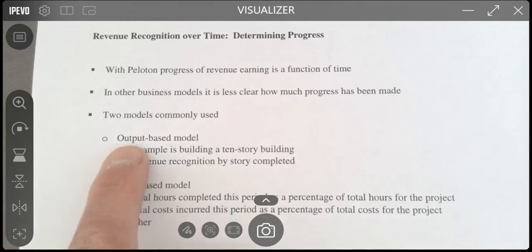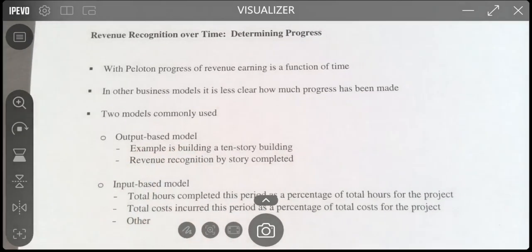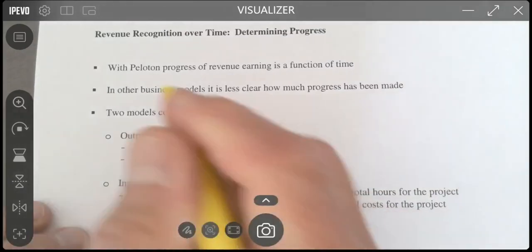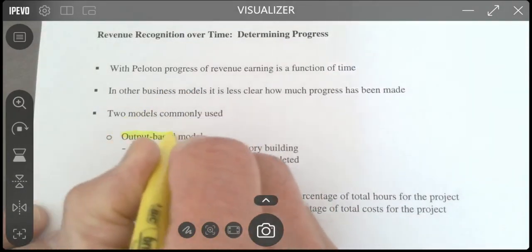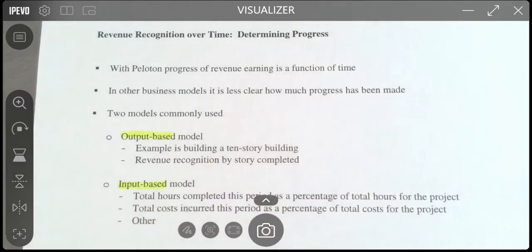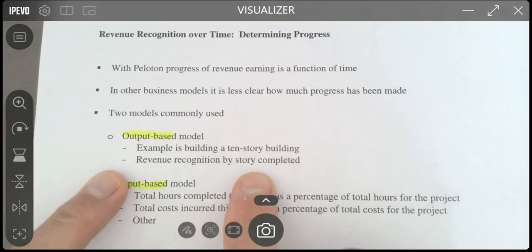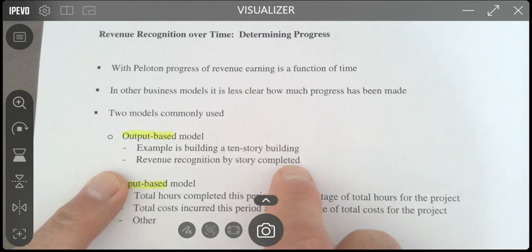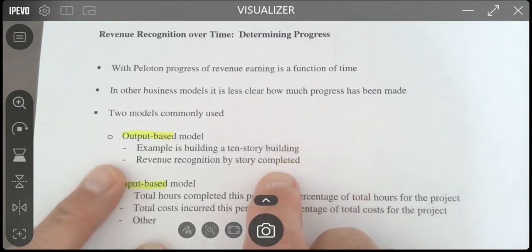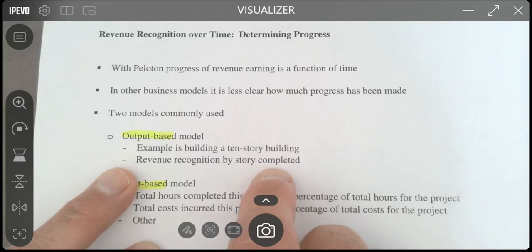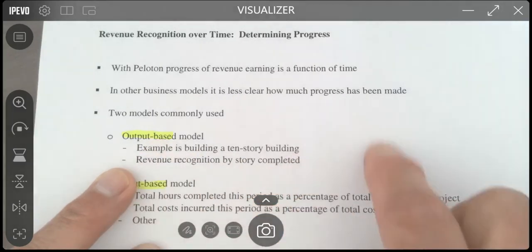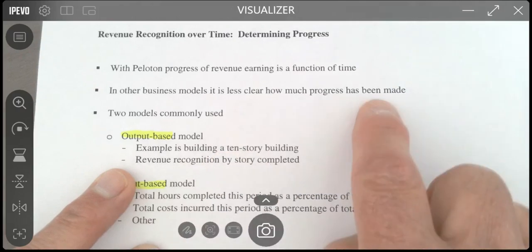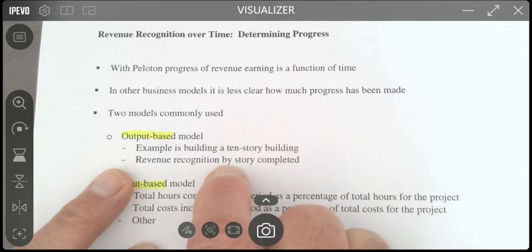The first type is an output-based model. The other one is an input-based model. With an output-based model, an example is building a 10-story building. We might recognize revenue by story completed as we go up, 1/10 every time we complete one of the 10 levels of the building. That's an output-based model. The output is the building, and as the building goes up, we recognize revenue accordingly.